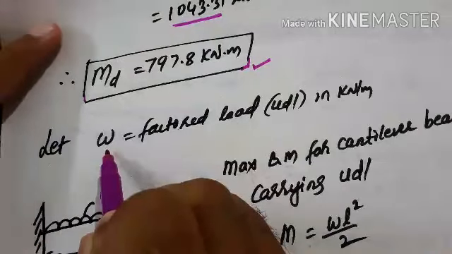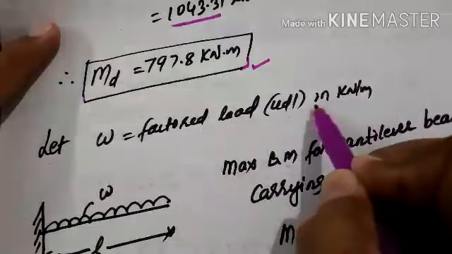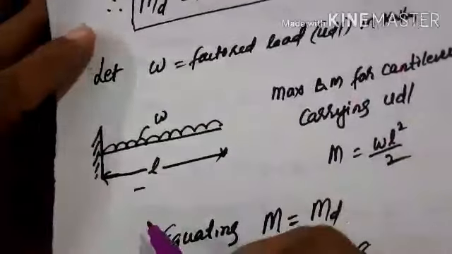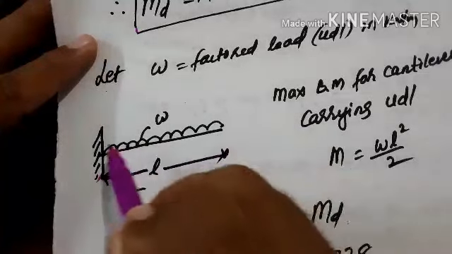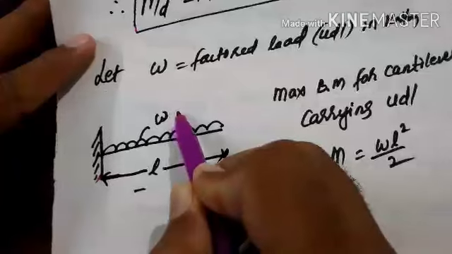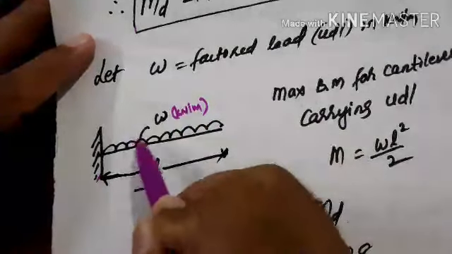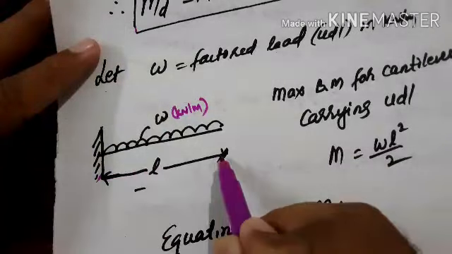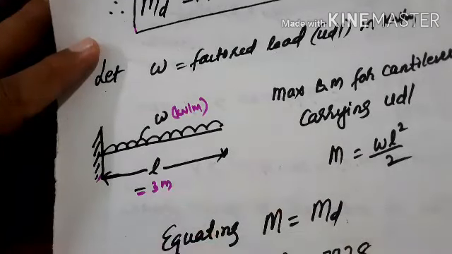So let us take W as the factored load, that is a UDL to be considered. Hence that UDL we have taken in kilonewton per meter. Since in this problem the beam is acting as a cantilever beam and is subjected to a UDL of W, which is in kilonewton per meter, whatever load you put on this cantilever beam, that is in kilonewton per meter, and this cantilever has a span of length 3 meter. It is given in the problem.